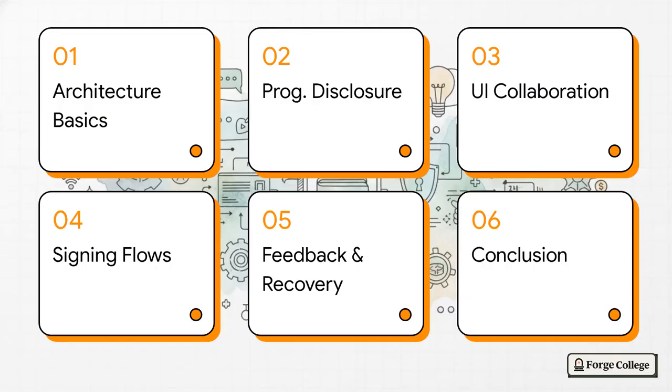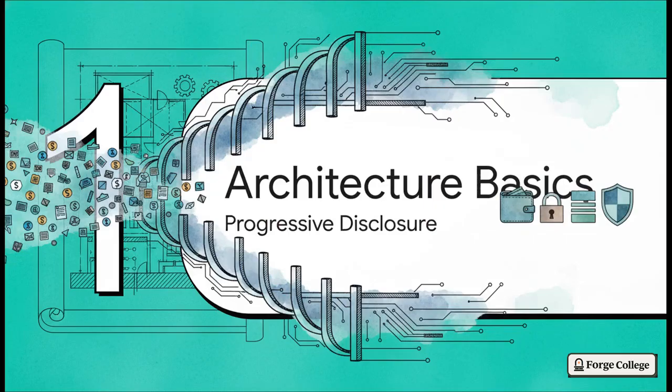So here is our architectural blueprint for today's explainer. We're going to cover architecture basics, progressive disclosure, contract collaboration, signing flows, feedback and recovery, and finally wrap it all up with a blueprint conclusion. All right, let's dive right in with sections 1 and 2, architecture basics and progressive disclosure.